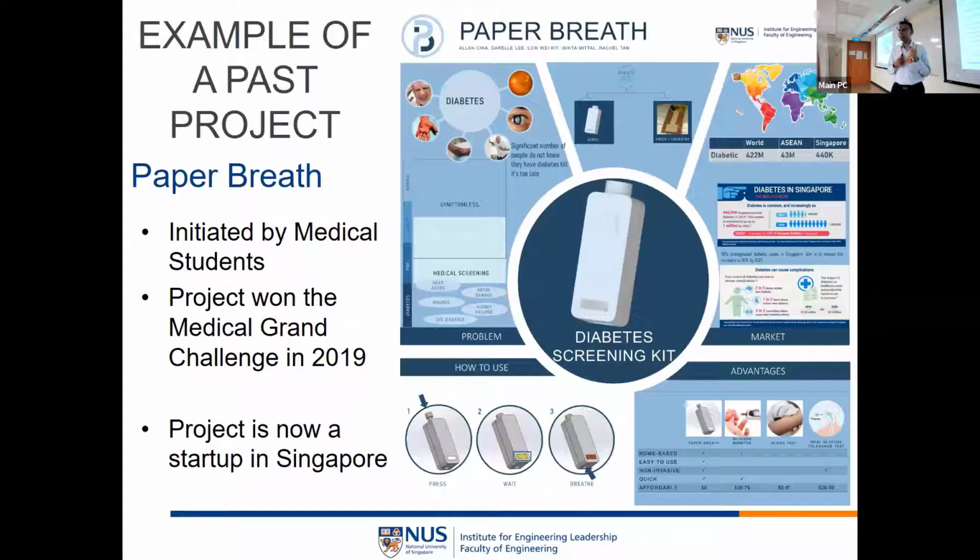Here's an example of one of the projects, Paper Breath, where they're looking at children with type 1 diabetes in rural areas, and sometimes it's life and death when they can't detect if they have too high a level of sugar in the body. And here one medical student came up with the idea that you can just use a piece of paper, a chemical on a paper, to be able to detect it, called it Paper Breath. Today, it's a startup in Singapore.